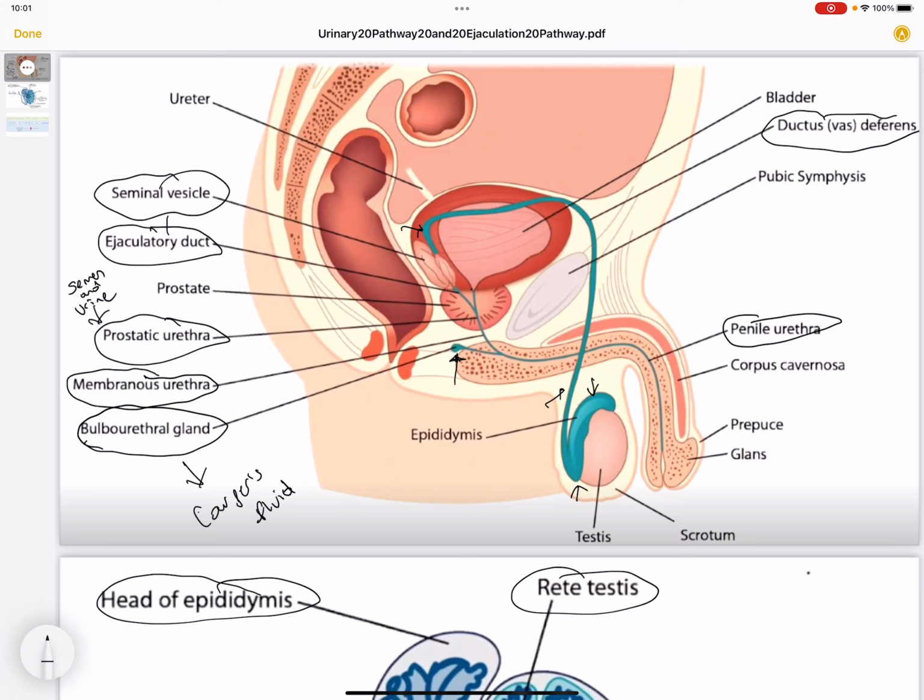Why is our urine acidic? Because we have urea from protein catabolism in our urine. So it is going to neutralize that so that it doesn't kill our sperm cells.